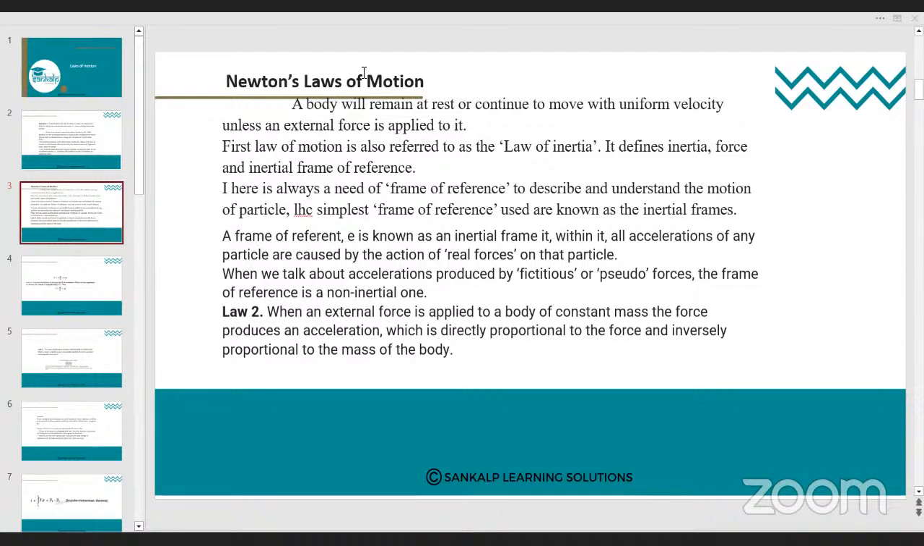Okay. So the first law, as you told, a body will remain at rest or continue to move with a uniform velocity unless an external force is applied to it. The first law of motion is also called the law of inertia, which we just checked. Then next, here we have the frame of reference concept that we will see later. Second law: when an external force is applied to a body of constant mass, the force produces an acceleration which is directly proportional to the force and inversely proportional to the mass of the body.